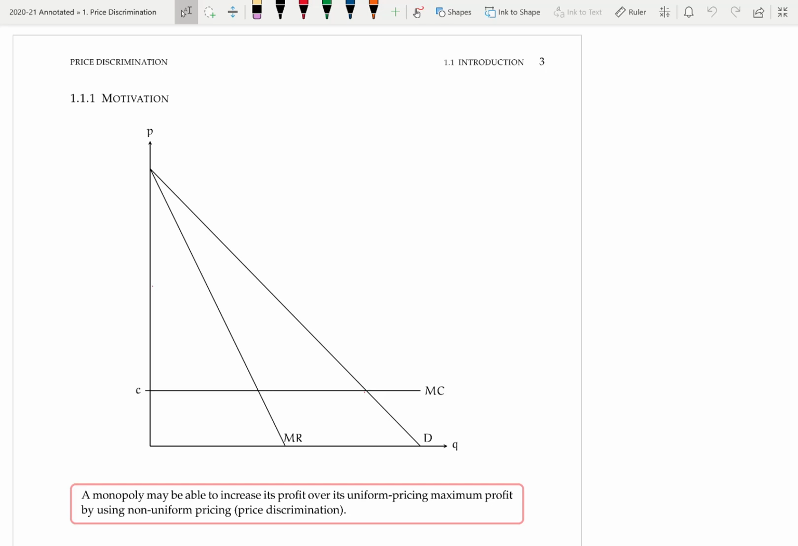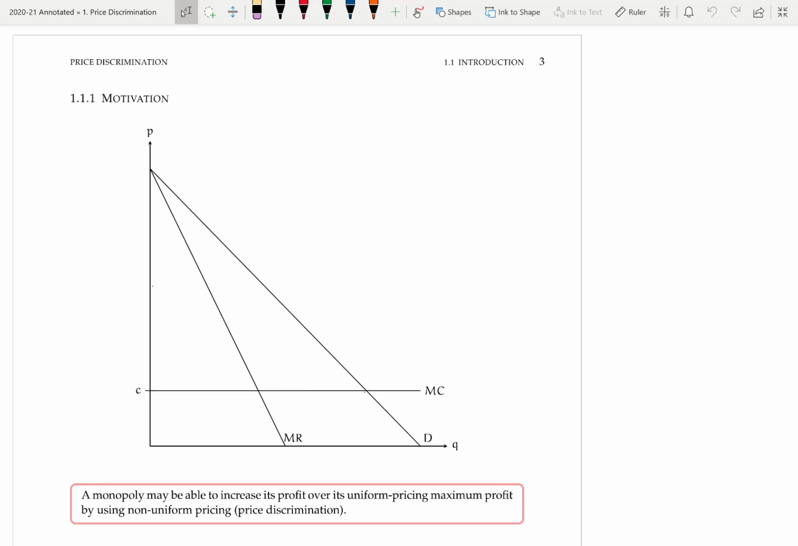So we've seen some examples of price discrimination. In this video, we're going to look at why a monopoly might want to price discriminate. A monopoly will want to price discriminate if it increases their profit. So we're going to use a diagram to see how a monopoly can increase its profit through price discrimination.